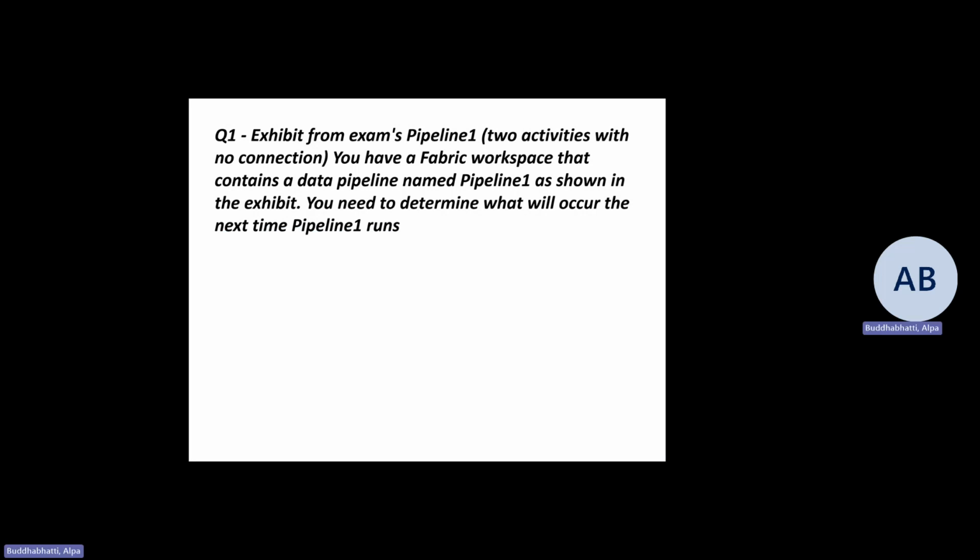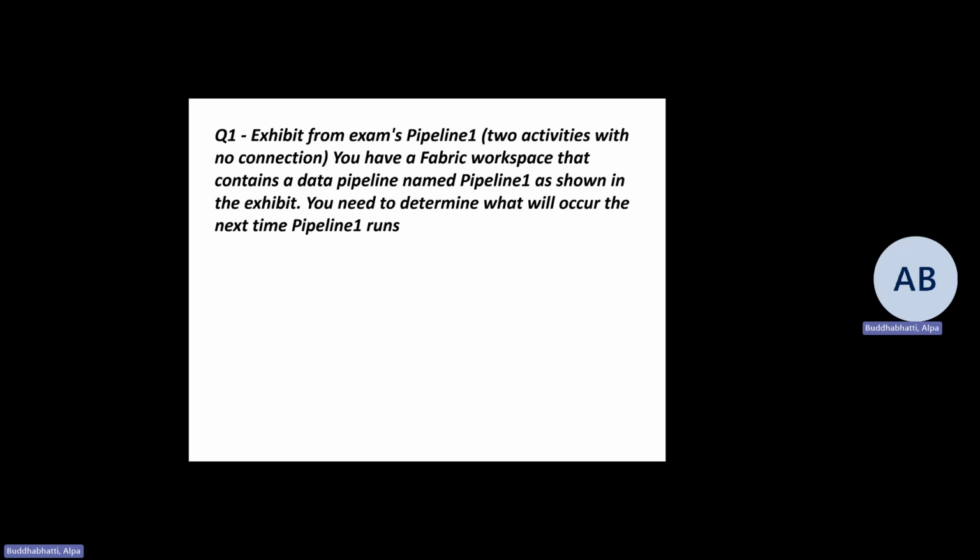Hello friends, now let's start with question 1, which is related to data pipelines. So for example, here you can see we have questions. You have two parts: you have content as well as diagrams, which you can find in the exhibit. We will see later on. In this question you can see that you have Pipeline 1 having two activities with no connection. So you have two activities but there is no connection between them.